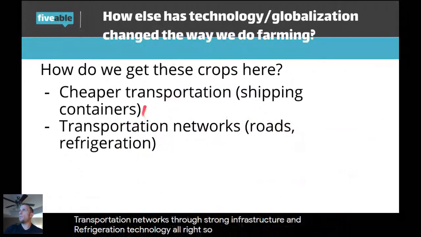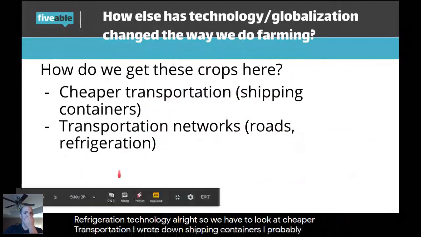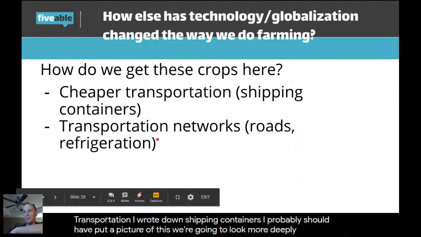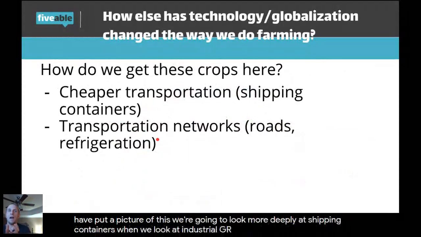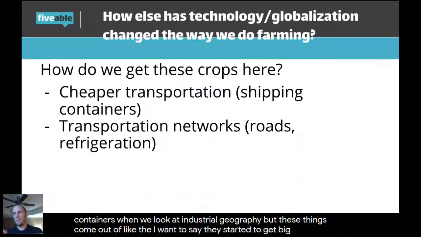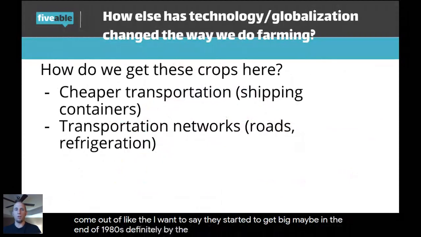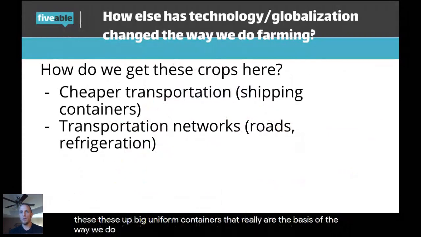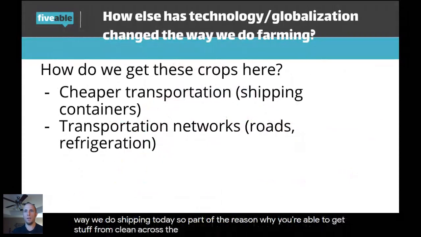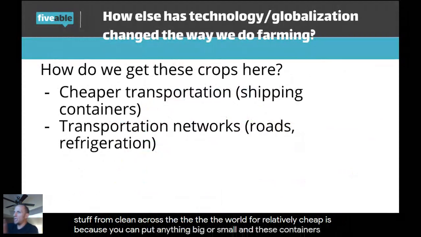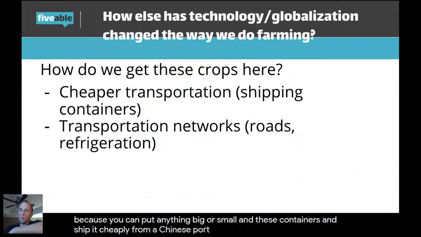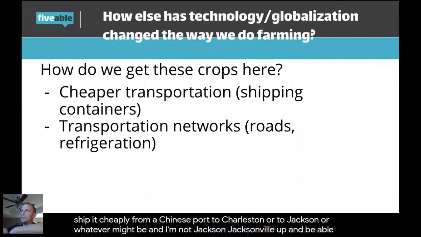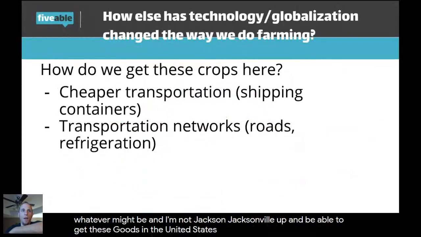When I look at cheaper transportation, I wrote down shipping containers. I probably should have put a picture of this. We're going to look more deeply at shipping containers when we look at industrial geography. They started to get big maybe in the 1980s, definitely by the 1990s and early 2000s, you start to see these big uniform containers that really are the basis of the way we do shipping today. So part of the reason you're able to get stuff from clear across the world for relatively cheap is because you can put anything, big or small, in these containers and ship it cheaply from a Chinese port to Charleston or to Jacksonville or wherever it might be, and be able to get these goods in the United States within a month, usually for relatively cheap.